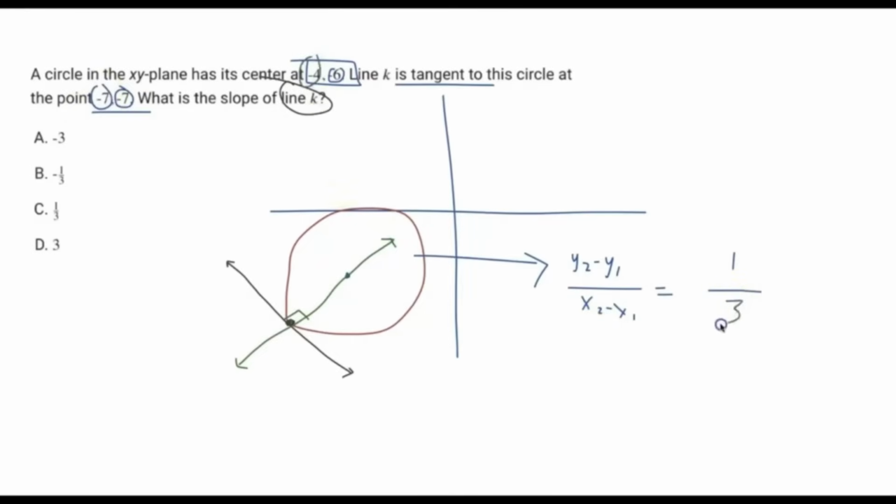And so we know the slope of this line is 1/3, which makes sense because if you look at the diagram, it is positive. It's going to be positively linear, and therefore a positive slope as 1/3 makes sense. So then what is the slope of line K? Well, we just need to take the opposite reciprocal, and the opposite reciprocal here is going to be -3. And therefore our answer choice is going to be A.